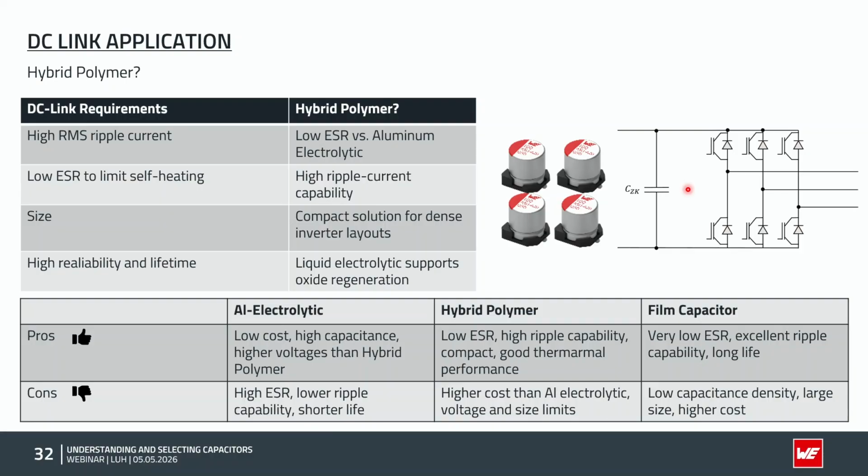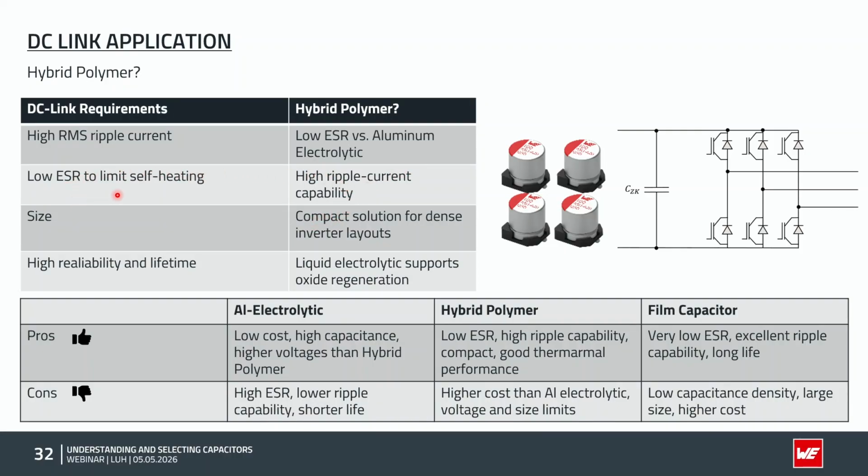So let's speak a little bit about hybrid polymer in the DC-link application. I directly put some question marks here because there are some things to consider. We have the DC-link requirements of high ripple current, low ESR, size, and high reliability and lifetime. For the RMS current, we see that these hybrid polymer parts have a very low ESR in comparison to electrolytic ones, so this gives us a lot of benefits.